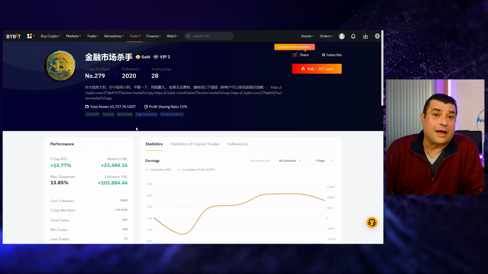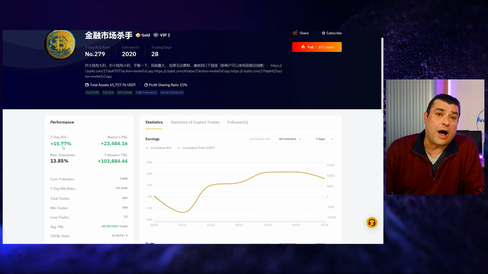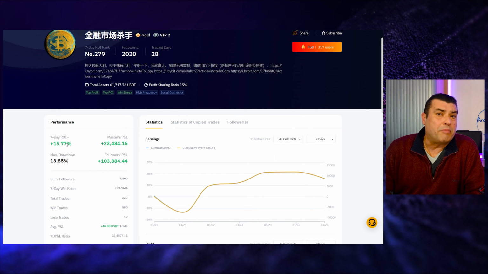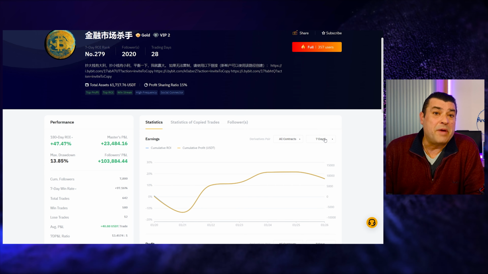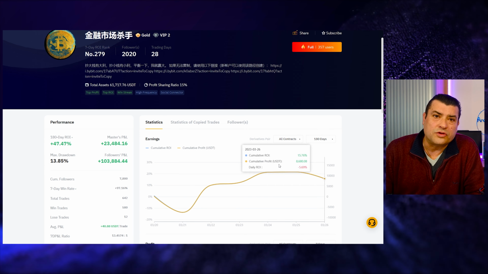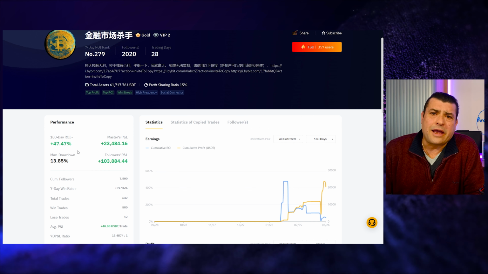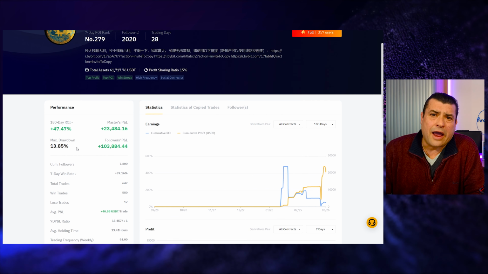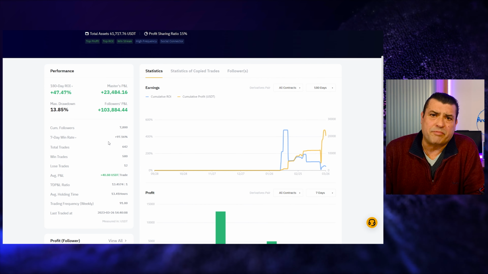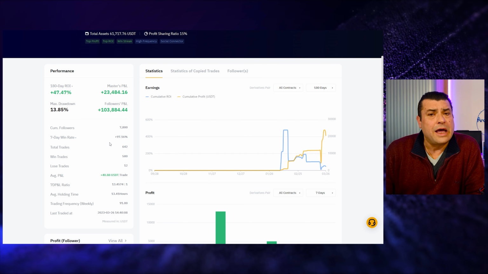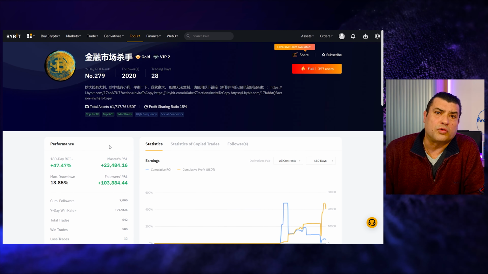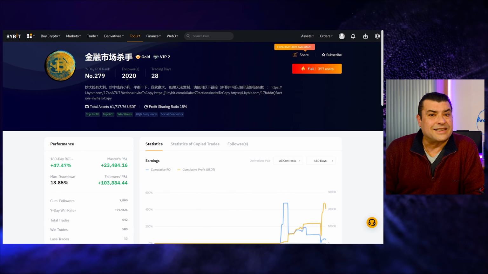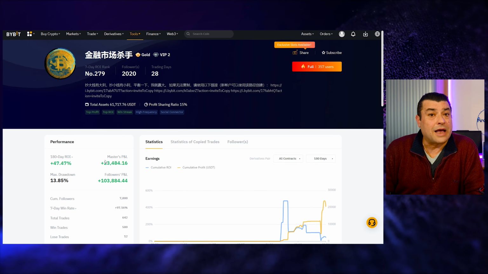We can see that they have a 7 days ROI of 15%, but by looking at their history over 100 days, it becomes clear that they have consistently performed well. They have also accumulated a following of over 7,000 people, indicating a high level of trust in their trades. However, it's important to note that this trader currently has a limit of 2,000 followers and is not accepting any new followers at the moment.